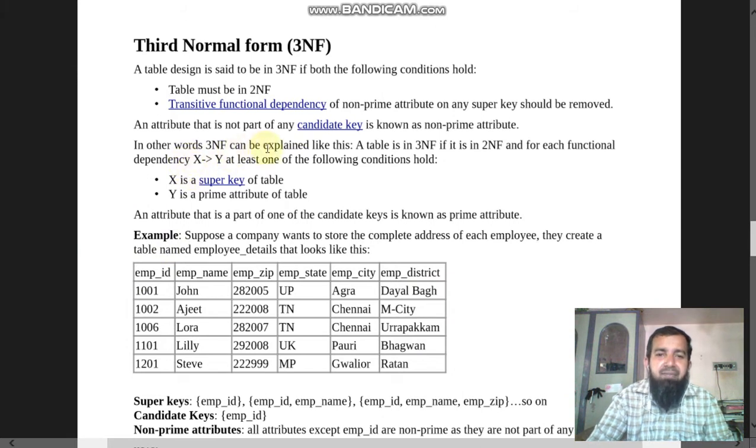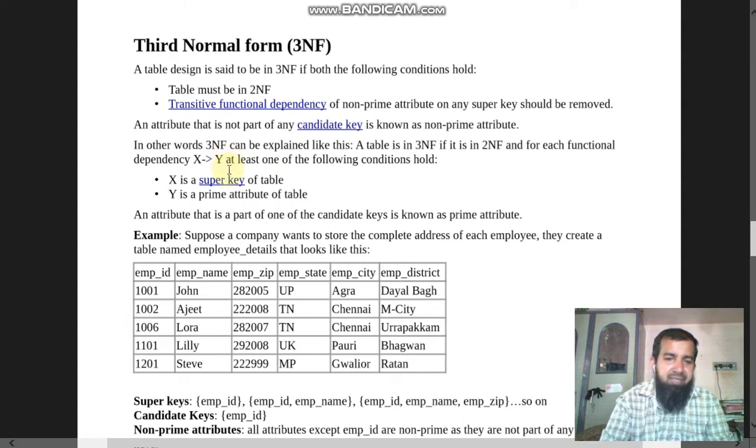In other words, 3NF can be explained like this. A table is in 3NF if it is in 2NF, and for each functional dependency X dependent on Y, at least one of the following conditions holds: X is a super key of the table, or Y is a prime attribute of the table.